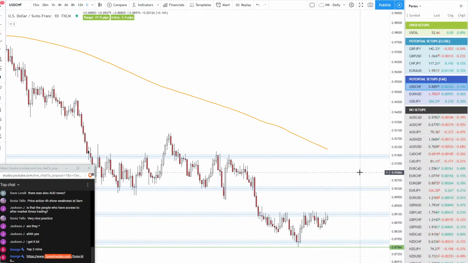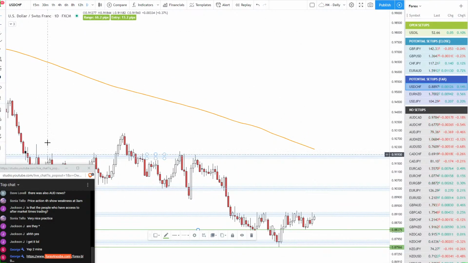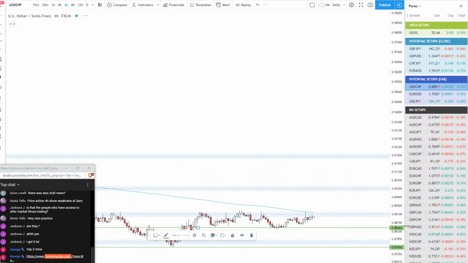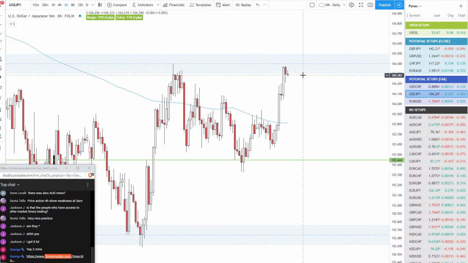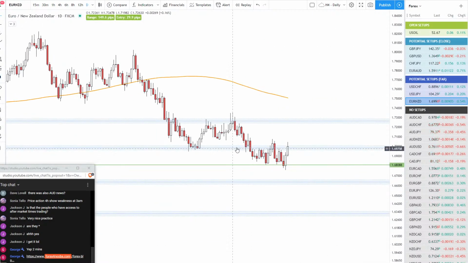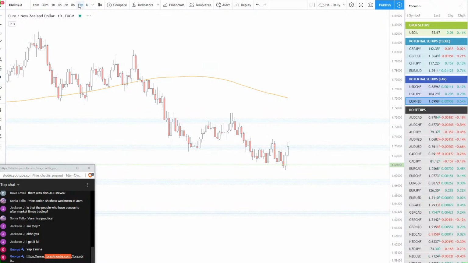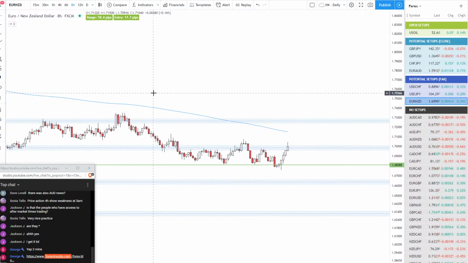USDCHF, this one is on the smaller time frame. So we're looking at maybe the 6 hour, maybe the 8 hour. It's just in a potential range there. And similar with USDJPY, we're just seeing a potential range forming here. And Euro New Zealand, we're seeing a potential range on, I guess it's probably best on the 8 hour. Yeah, I'd say the 8 hour.